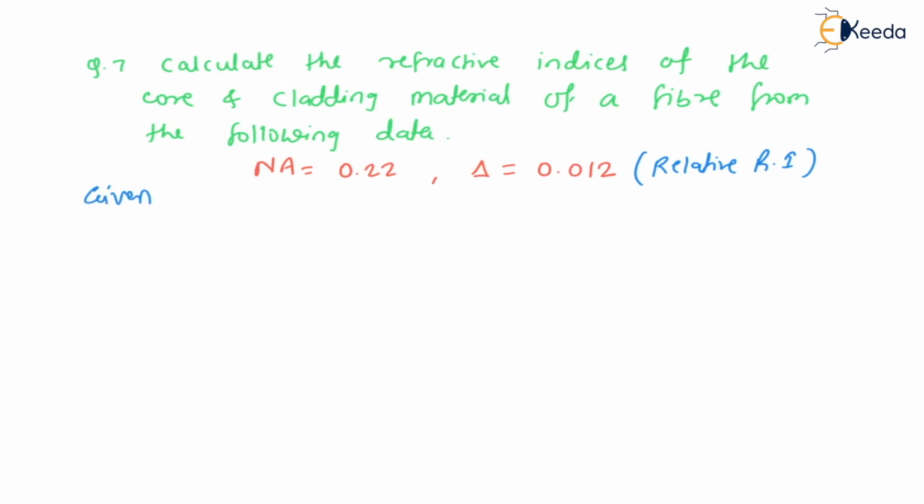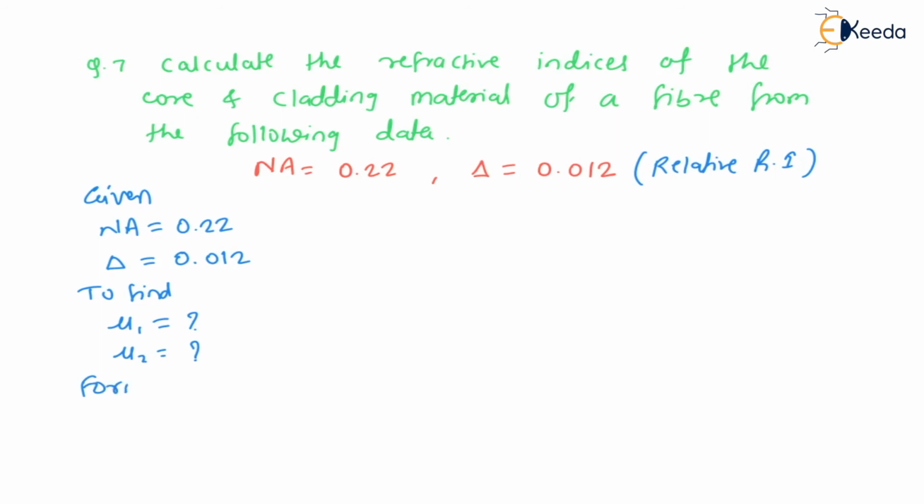So here, first of all, we'll write the given quantities as Na is equal to 0.22, and this is the delta, that is a relative refractive index. It is 0.012. We have these two values now, and now we have to find out the refractive indices of core, that is mu1 will be equal to question mark, and then another one is mu2, that is the refractive index of cladding. Now see, for this they have given the value of Na, that is numerical aperture, and the second one is delta. The delta is a relative refractive index.